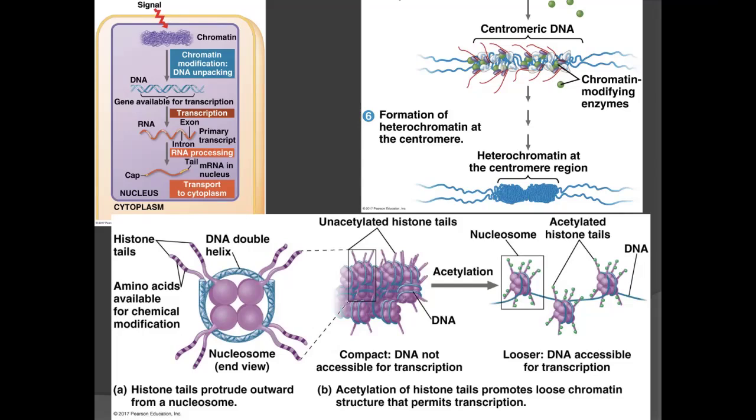We can see that when histone tails are unacetylated, they form compact DNA. When the DNA is in this form, it is not available or accessible for transcription. However, as acetyl groups are added to the histone tails, this will interrupt the interaction between the histones and the DNA, thus allowing for the DNA to unfold and become accessible for transcription.